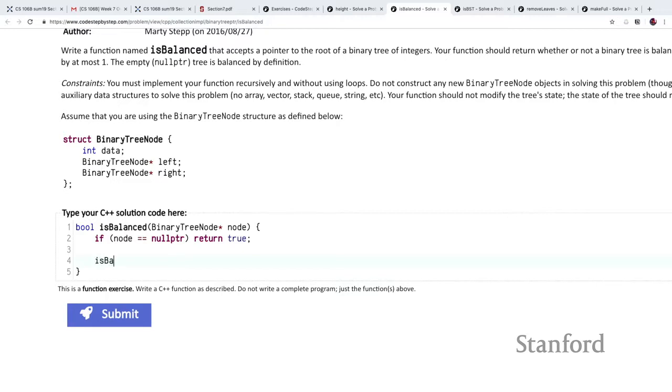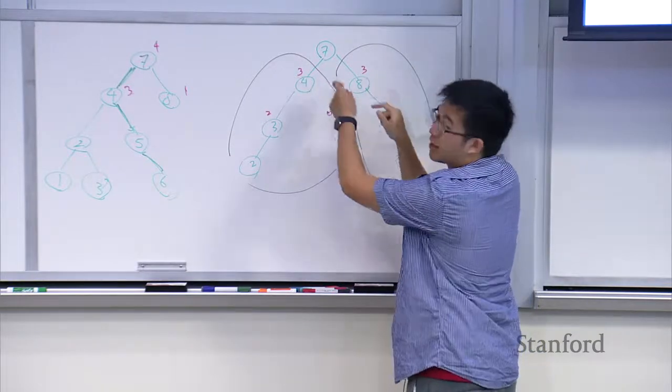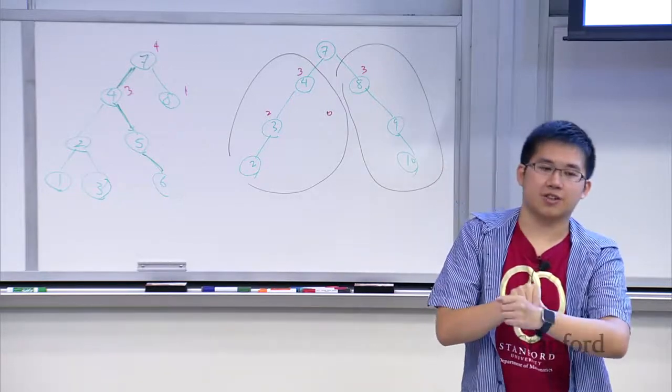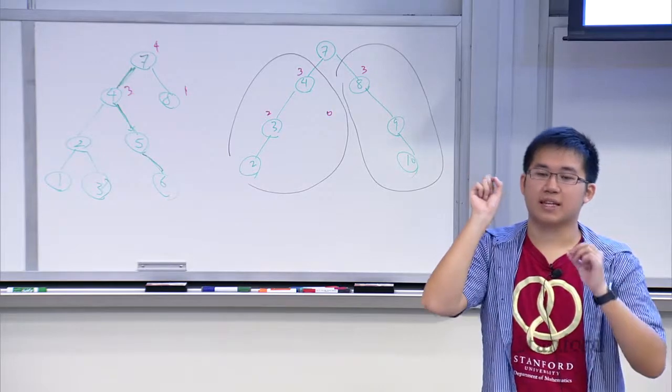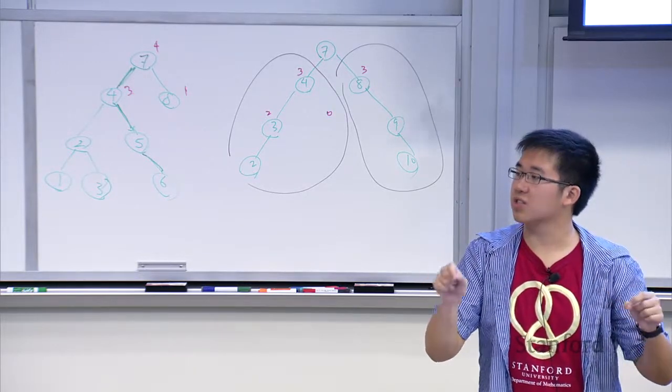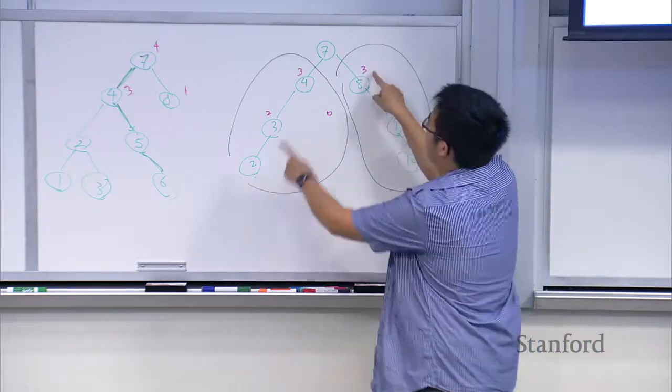So we call is balanced on the left. Okay. And is balanced node's right. Okay, so we need to call is balanced. We want to make sure both the left and right subtrees are also balanced. Great. And then there's one more condition we have to think about, and that's the threes up here. Right? We have to make sure that the original tree we started at the root, we have to make sure that the heights of both children also differ by at most one, right? How do we check if these differ by at most one?